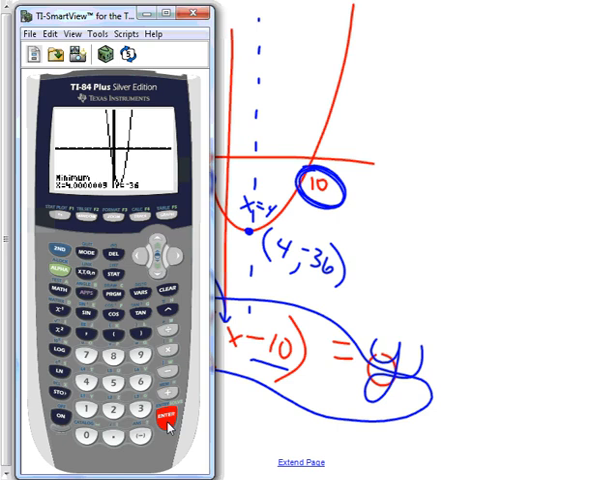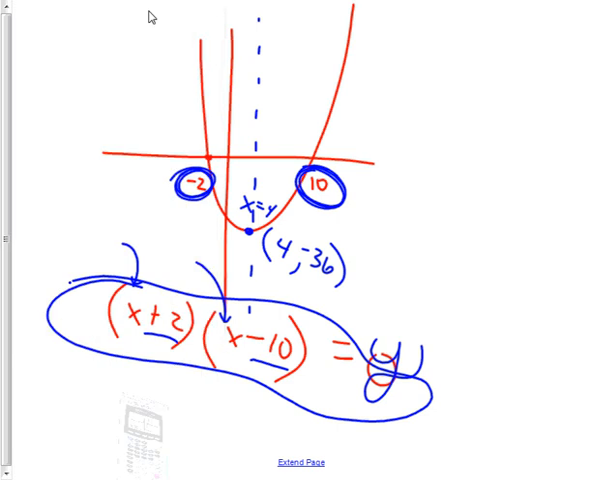Okay, just making sure you actually know how to do this, because this will come in really handy next year, because we do tons of graph and calculator stuff in pre-calc, whether you're in the honors version or the regular version, either way.